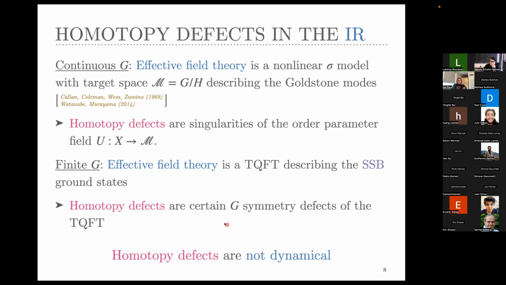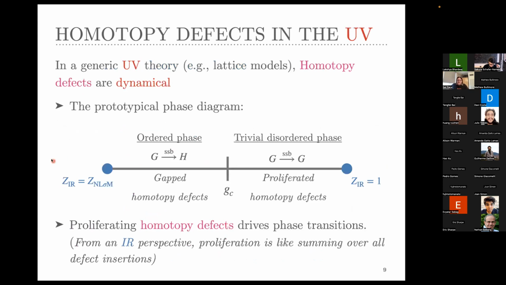The Hamiltonian is always 0 for a TQFT. So from an IR perspective, homotopy defects are not dynamical. There's something you add in by hand and they just sit there. But from a UV perspective, this is not the case. For a generic UV theory, and when I say UV theory, I'll always mean lattice model, the homotopy defects are generally dynamical.